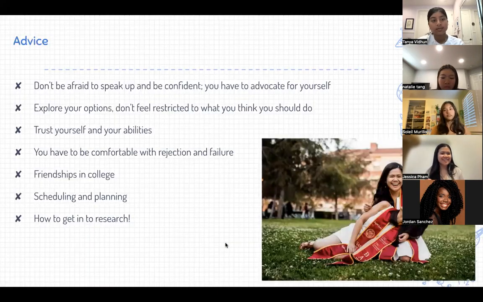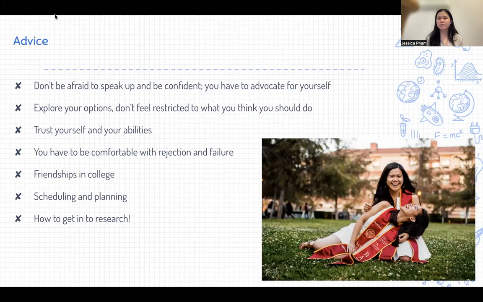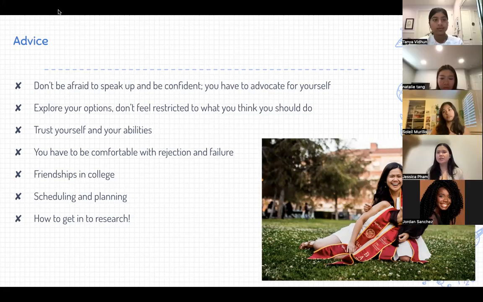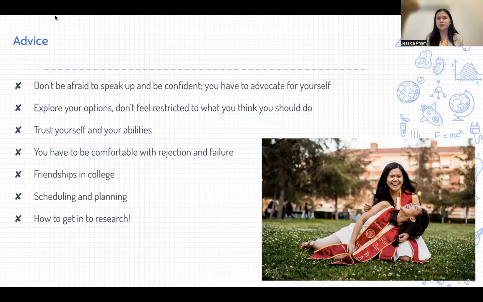Next slide. So I'm giving advice. I think Jordan already gave basically all the advice that I wanted to give. So I really think it's important that you aren't afraid to speak up and be confident. I know it's something that I think girls deal with more, being a little bit more shy and reserved, but you really have to advocate for yourself. And you really have to trust yourself and your abilities, because if you don't believe that you're smart, if you don't believe that you're capable, how will you convince somebody else? So you really have to trust yourself in that regard.